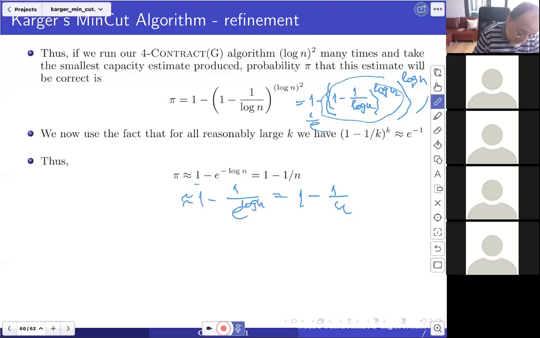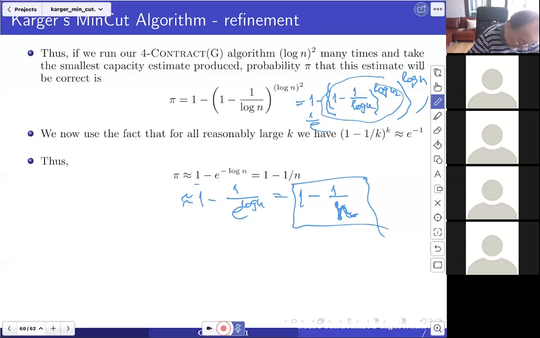So if you run this 4-contract algorithm log n squared many times, the probability of success is huge. It's 1 minus 1 over n. So if you have 10,000 vertices in your graph, the probability of success is 1 minus 1 over 10,000, which is almost guaranteed success, right?